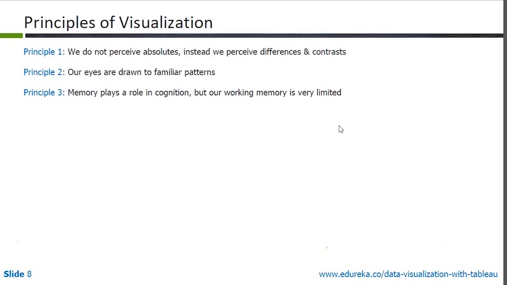Memory plays a role in cognition, but our working memory is limited. So do not clutter your dashboard or chart with a lot of things. Because your working memory is limited, you can only see one part of the entire dashboard at a given point of time. So instead of putting 10 charts, put 4 charts, make another dashboard with another 4 charts, make a third dashboard with 2 charts, and make one more dashboard with a summary of all these charts, rather than putting all 10 charts together.